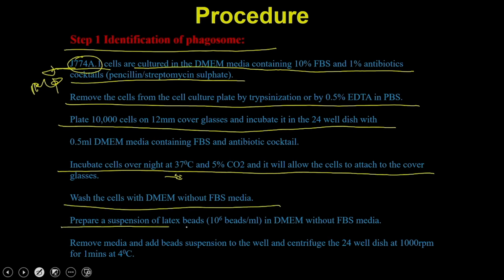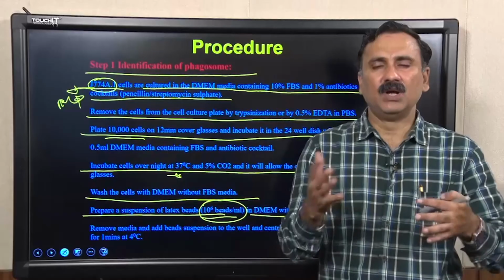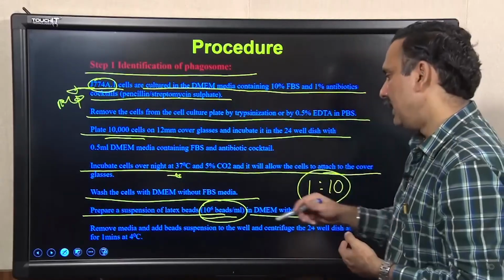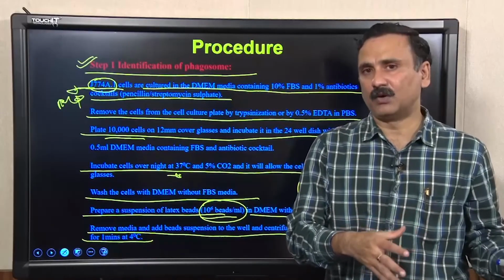Then you prepare a suspension of latex beads, like 10 to the power 6 latex beads per ml, in DMEM media. You have to maintain a ratio of 1:10 between the number of cells and the number of beads, so you provide 10 beads for every cell to feed. Then you remove the media and add the suspension to the cells. Basically, in step 1 you are doing the phagocytosis, and that is how it is eventually going to form the phagosomes.